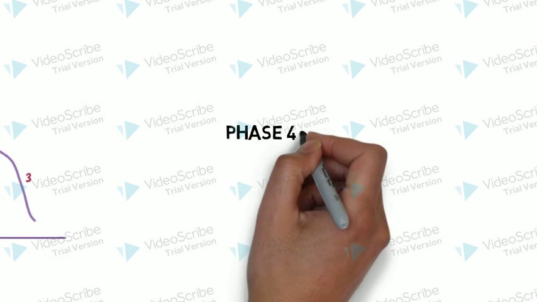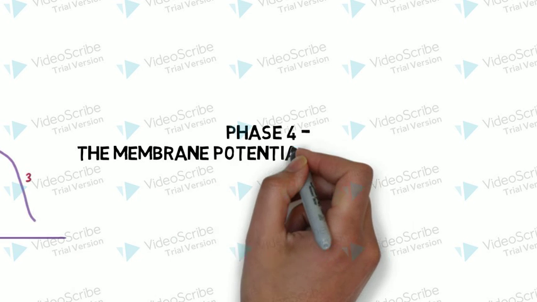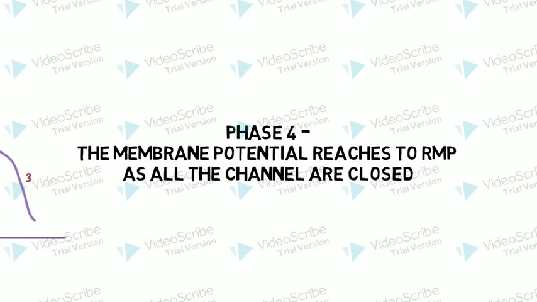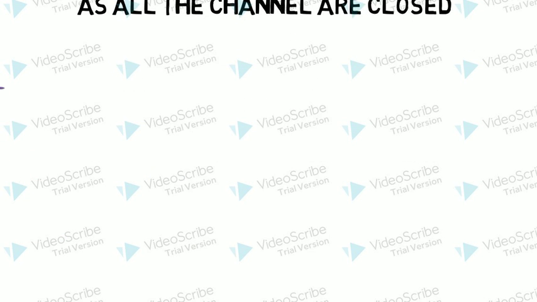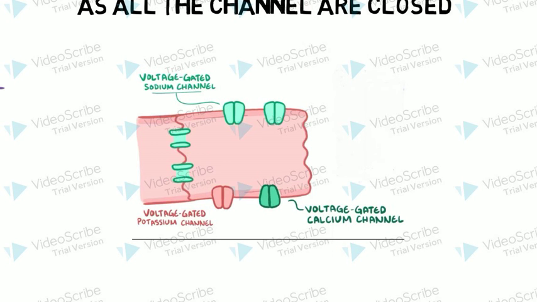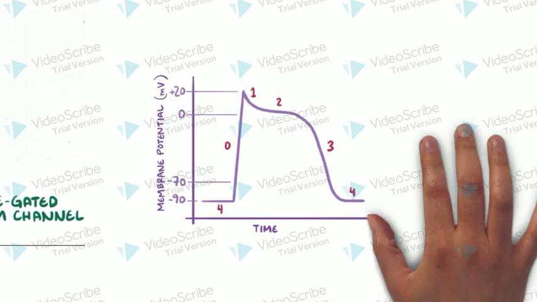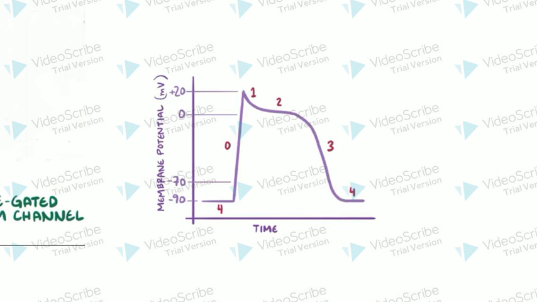Now phase 4 again, the resting phase. Here the membrane potential reaches the resting membrane potential and all the channels are closed. In the figure we see all the channels are closed and only the gap junction is open, which I stated earlier, and finally the graph looks like this, and in this way the cycle will continue.